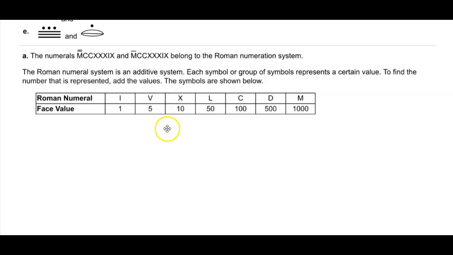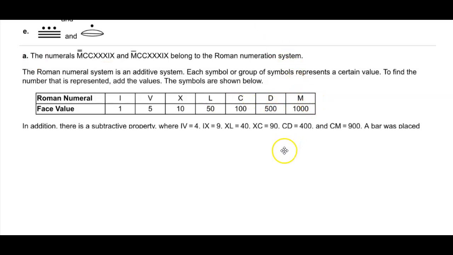So the symbols are shown below. Roman numeral I, the face value is 1. Roman numeral for 5 is the V here. Roman numeral X represents 10 as the face value. Roman numeral L is 50. Roman numeral C is 100. Roman numeral D is 500. And Roman numeral M is 1000.